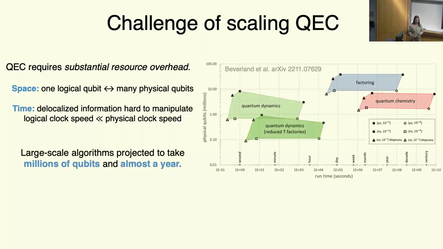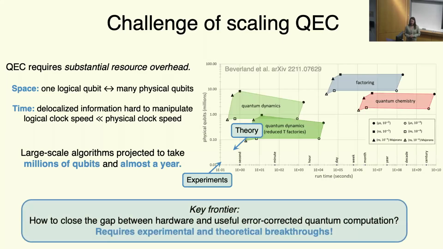People have done resource estimates on the amount of physical qubits in millions that I need and the runtime here in seconds to run various applications, and the numbers are just astronomical. I mean, you're talking about millions of physical qubits and potentially even a year. So really the key frontier is how do we close the gap between hardware, which currently is not even on the spot, but it may be soon, and these really interesting applications that we want to run. We can do this by making the hardware better, but also as theorists, we can try and make error correction more efficient. And both of these elements are really crucial.